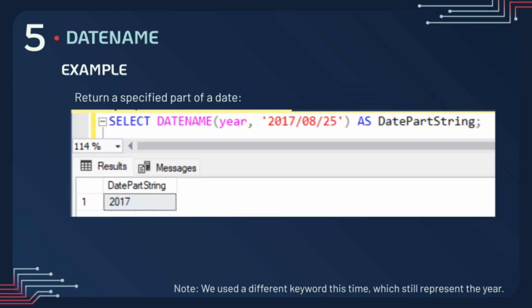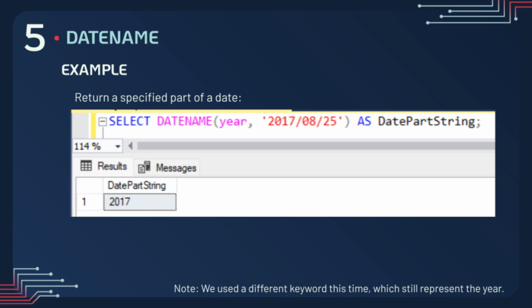There's the next example. So SELECT DATENAME. As you can see, the interval is now year, and 2017-08-25. So it returns the year 2017. It's like the first one, but now the interval is year. So the difference between the two examples is that the interval in the first example is y, and in the second example the interval is year.